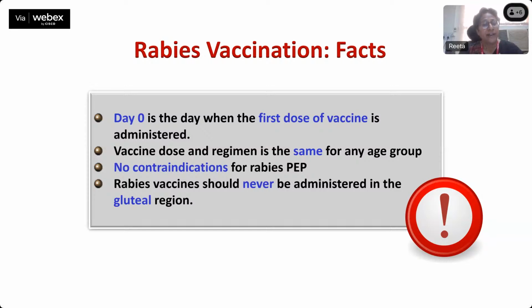Okay. The vaccine dose in any regimen remains the same for any age group, whether it's a newborn, whether it's elderly, whether it's an immunocompromised patient. So please remember, even for the pediatric age group, it's the same dose. For rabies post-exposure prophylaxis, there is no contraindication because it is life-saving. So pregnancy, lactation, elderly, newborn, no contraindication for rabies post-exposure prophylaxis. Also, as I said earlier, the rabies vaccine should never be administered in the gluteal region. Next slide.